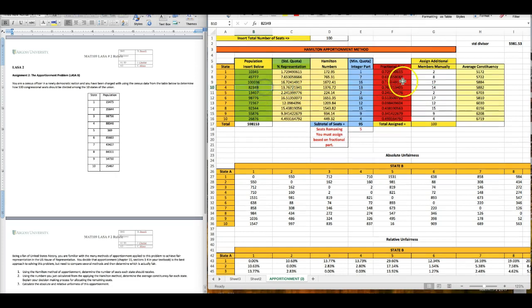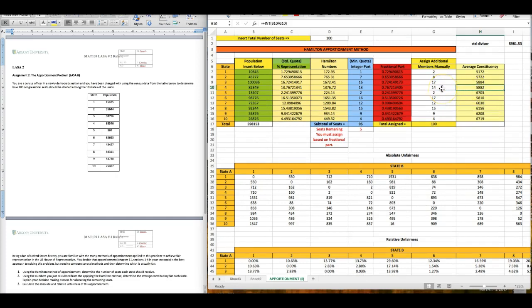So if we take this number divided by this number, we get 5,882. And of course, there may be some rounding that we need to do with that. We just round to the nearest integer. So in this sense, we're saying that each one of these representatives is working for 5,882 people, okay?